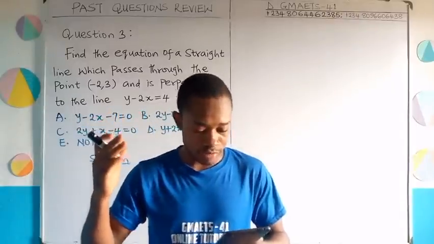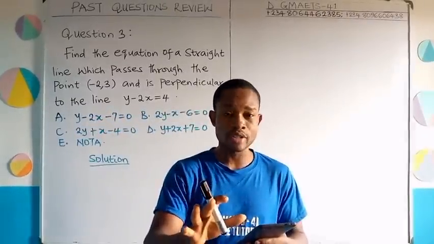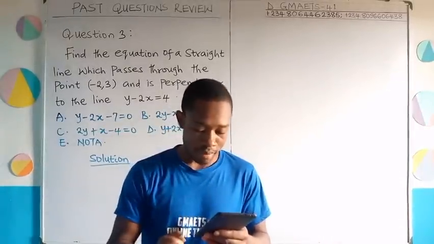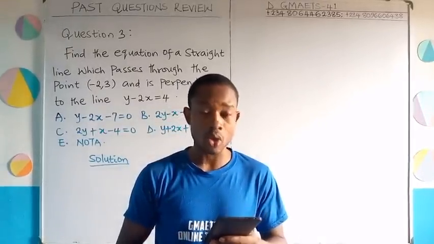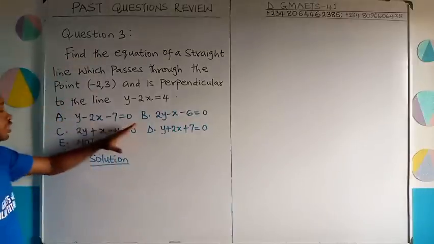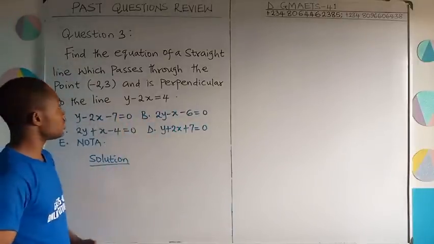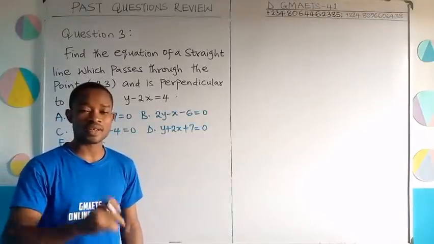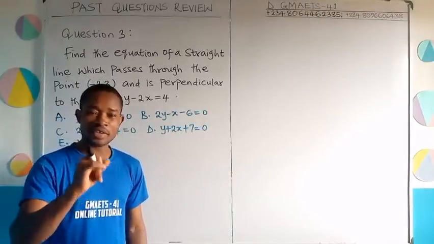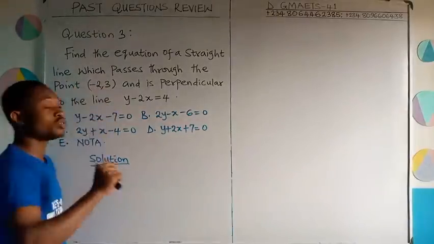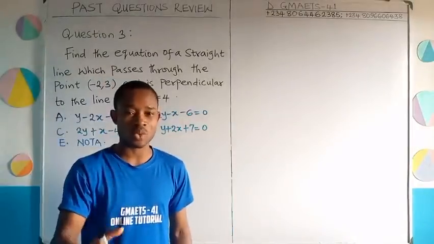Find the equation of a straight line which passes through the point minus 2, 3 and is perpendicular to the line y minus 2x equal to 4. We've got the options here on the bar, and so we're going to solve and select what the correct answer to this question is. We are required once again to find the equation of what? A straight line. Now, what are the significant things about this line? Number 1 is that the line passes through the point minus 2, 3. So we know x1, y1.